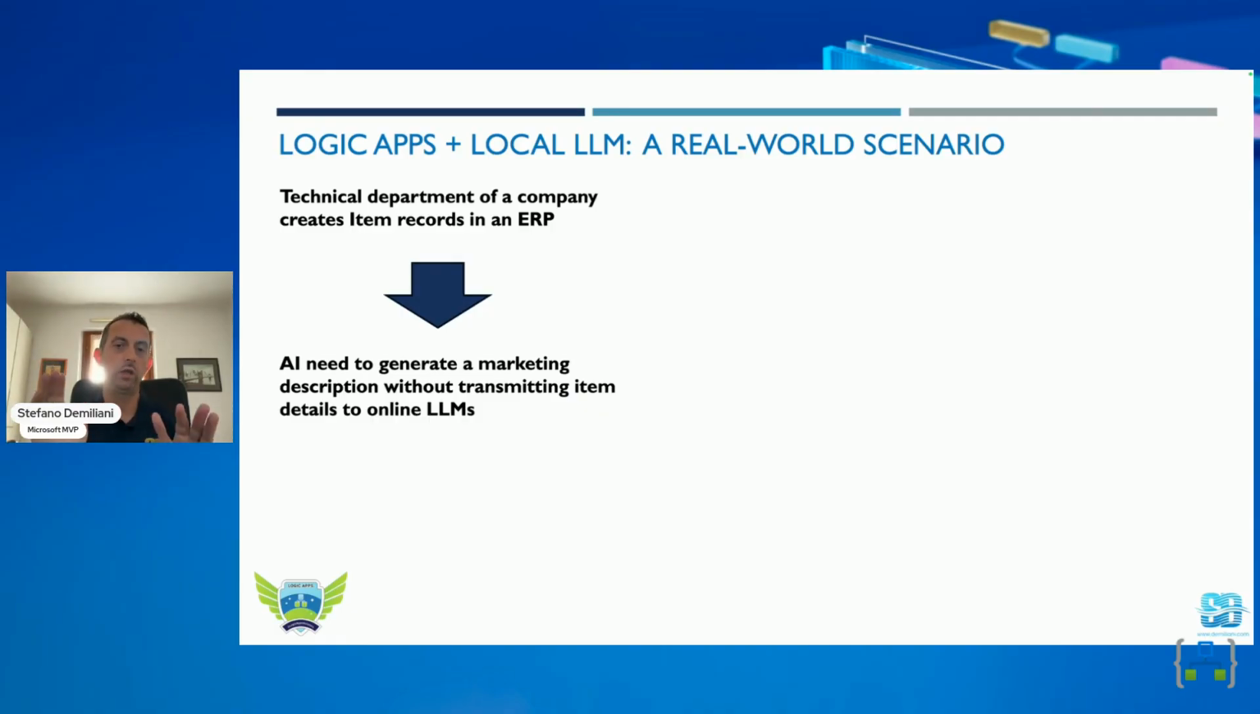I want an AI model that is able to generate a marketing description according to all the data that I'm passing to it, but this data must absolutely remain private. How to do that? To mix a part of the process that must be private with a part of the process that instead should be executed by a standard online agent like GPT-5. Logic Apps was our choice.